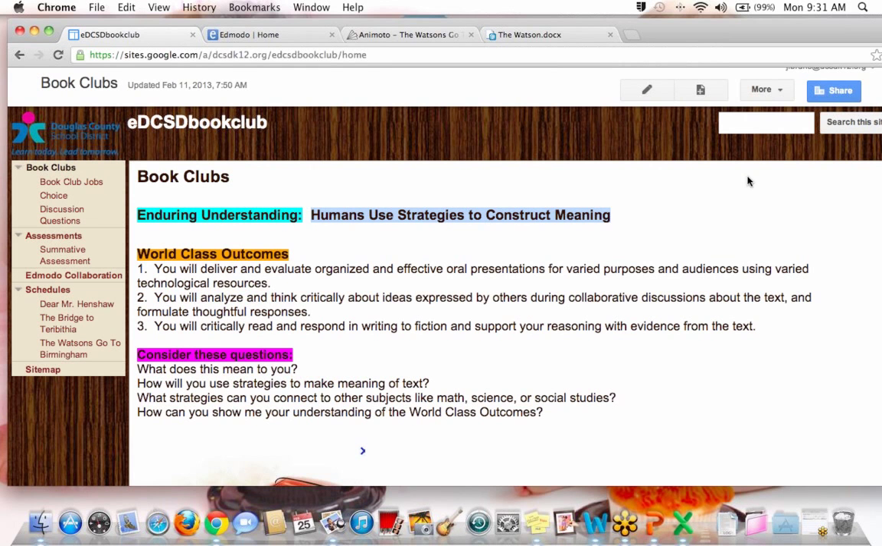What were some of the other reading strategies that we came up with, that we practiced? We made predictions. We made a really important one. We made a lot of connections. Okay. So those were a lot of the reading strategies that we used. And then our world-class outcomes. These were our overall goals for our book club.